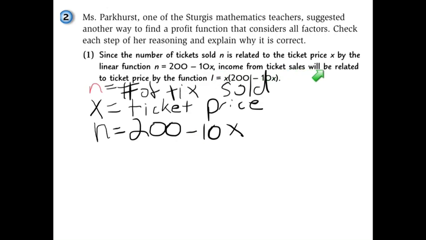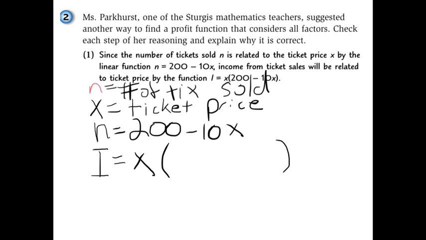The income from ticket sales will be related to ticket price by this function, I equals x, which remember is the price, times n. I'm pointing at 200 minus 10x, but notice I said n because n equals that, so I'm doing the substitution. Income is always the price of something times how many you sell. And here we're selling this many based on the price. That gives me a function I for income, which is based only on the price x.